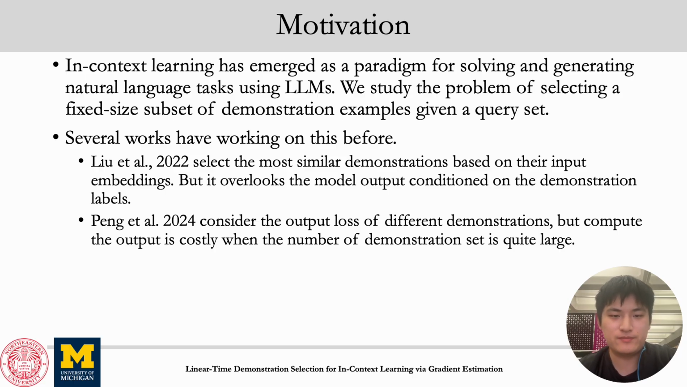There are several previous works on this. Some of them select the most similar demonstrations based on their input embeddings, such as computing cosine similarities or distances in the embedding space, but this overlooks the model output conditioned on the demonstration labels. Others consider the output loss of different demonstrations, but if the demonstration set is very large, computing the output for each demonstration is very costly.